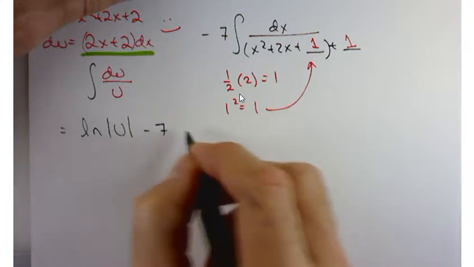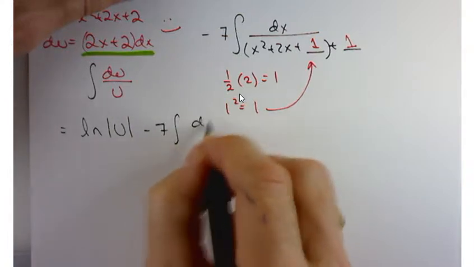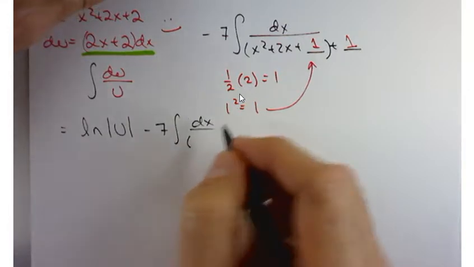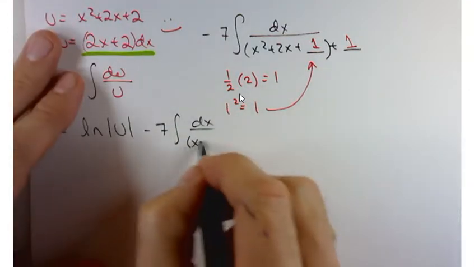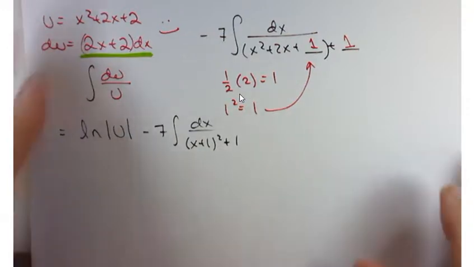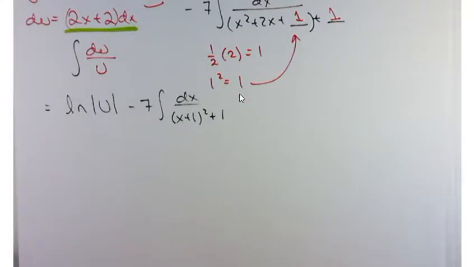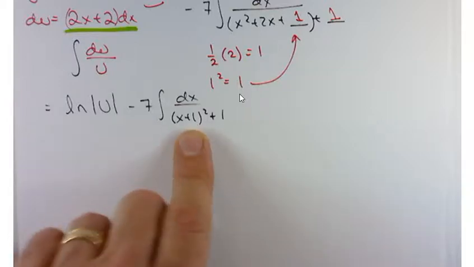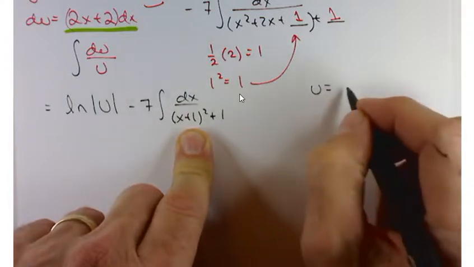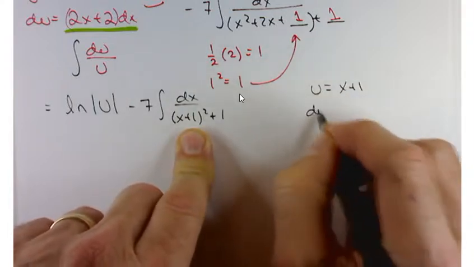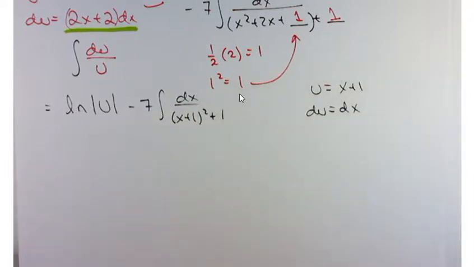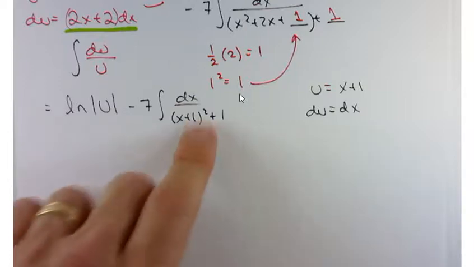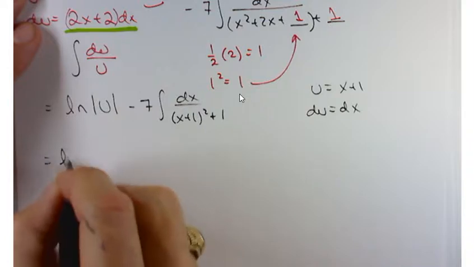We get minus 7 times the integral of dx over, let's see, x plus 1 squared plus 1. It's up to you if you want or need a u substitution at this point. If you did do a u substitution, what would you let u equal? X plus 1. Then eventually you would find du equals dx. Let's see if we just can't integrate this one without going through all this mess of a u substitution. Kind of manipulate this one in our head.